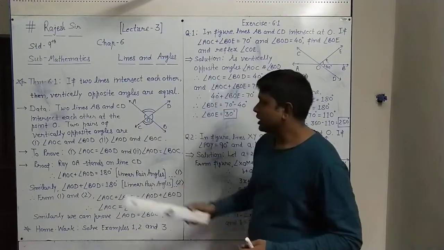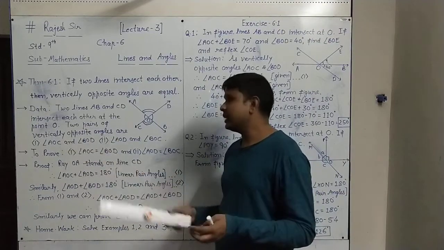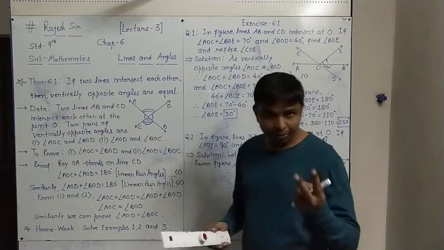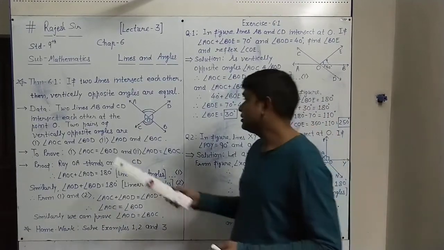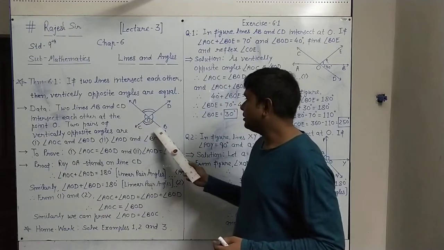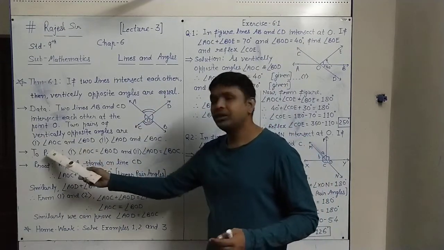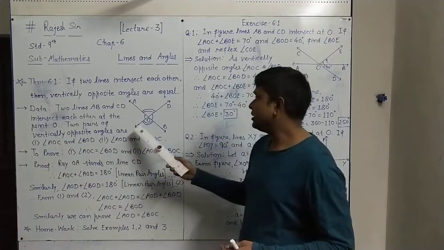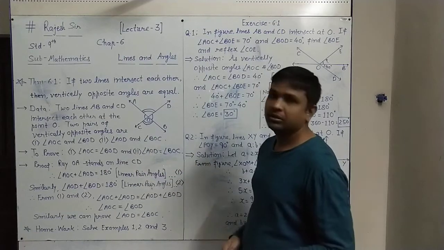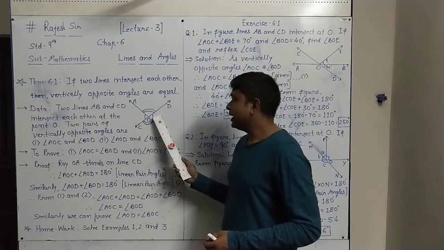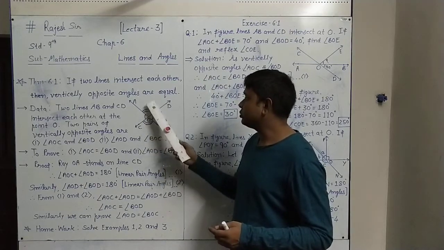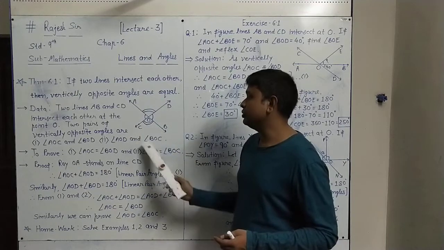Because of this situation, we have two pairs of vertically opposite angles, as we have seen in the last lecture on pairs of angles. They are: the first pair is angle AOC and angle BOD. The second pair is angle AOD and angle BOC. So these two angles are one pair of vertically opposite angles, and the second pair is these two angles, that is angle AOD and angle BOC.